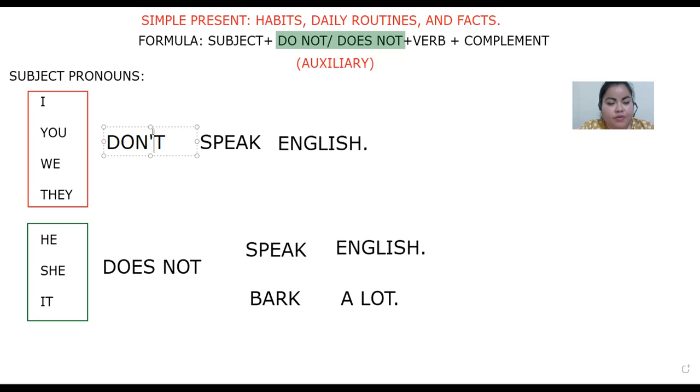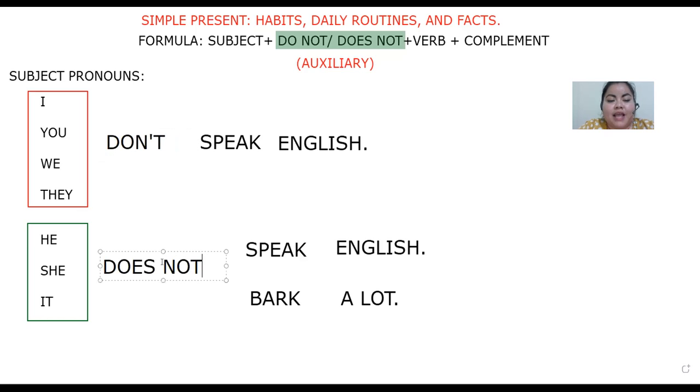Right, pero déjenme ver una cosa primero. Vamos a hacer algo. Button. No, tu cosa. Give me a moment. Lo vamos a guardar así como está. Okay, very good. Then I have here, I don't speak English. You don't speak English, and so on.